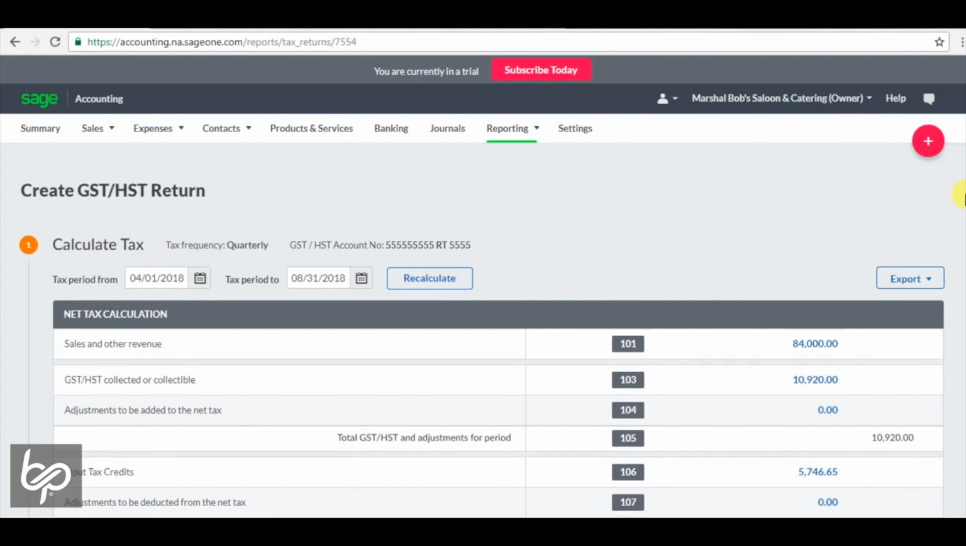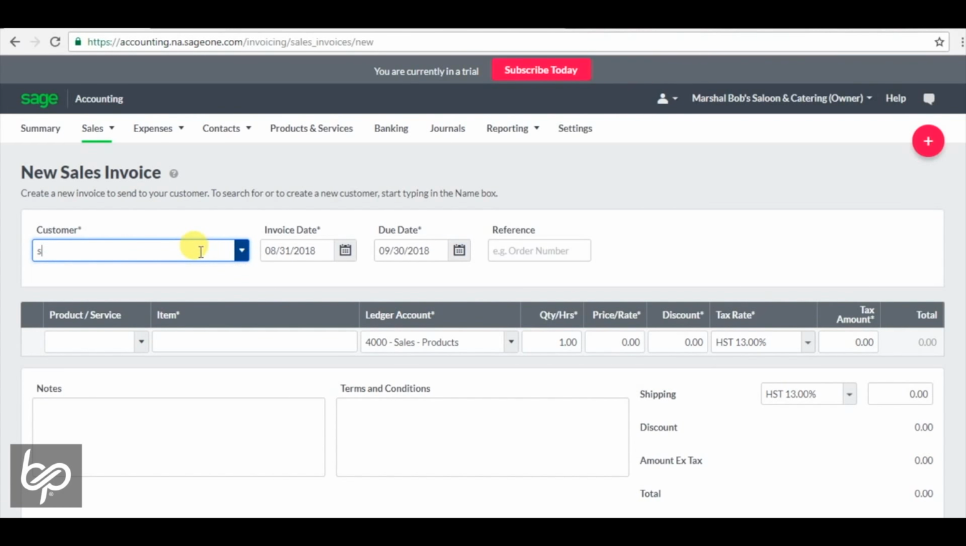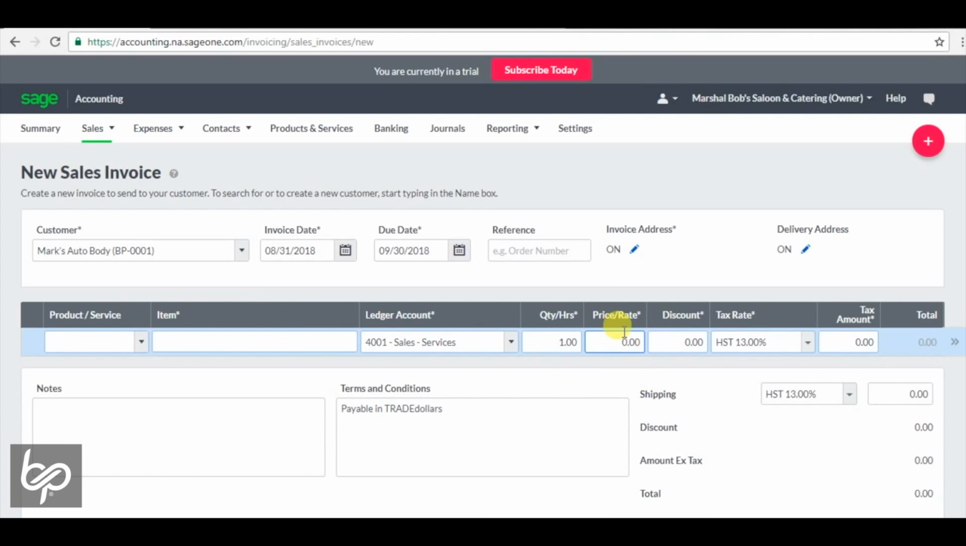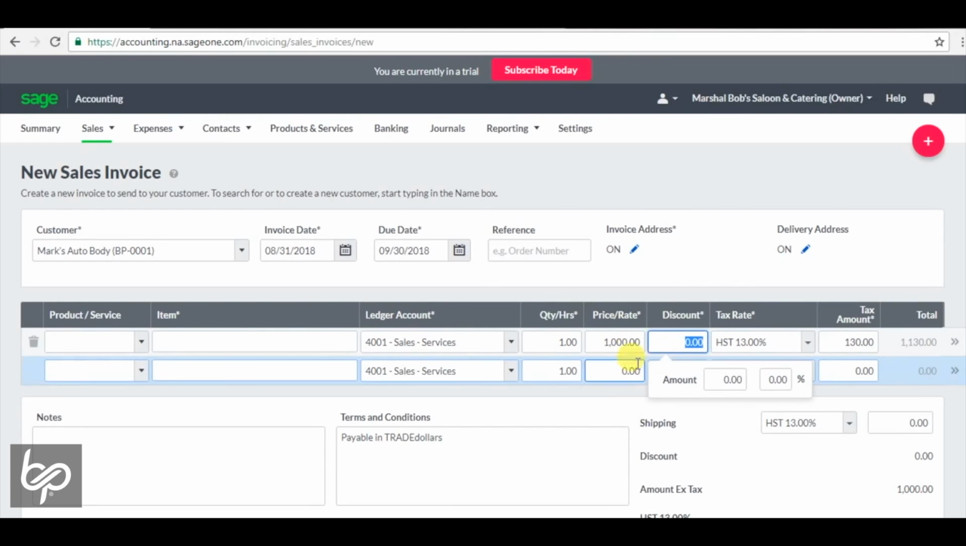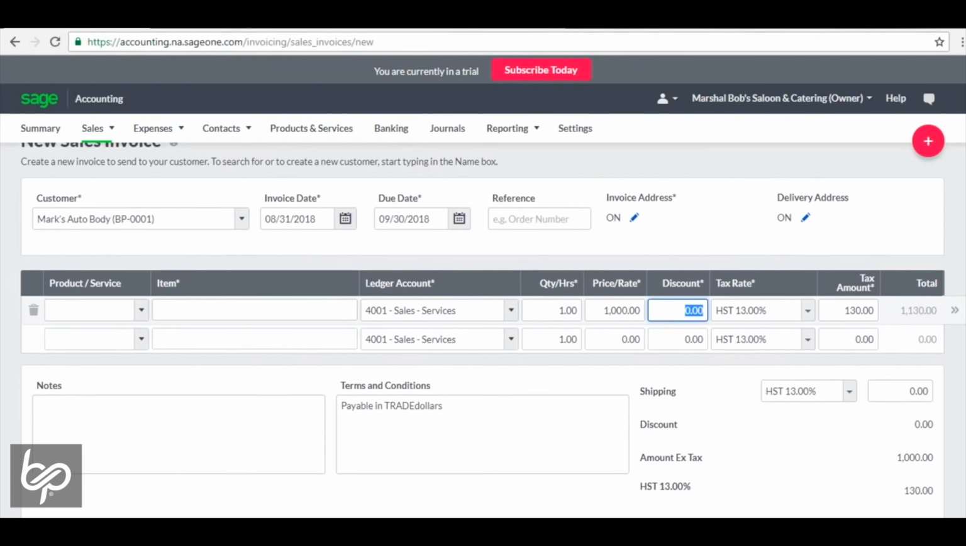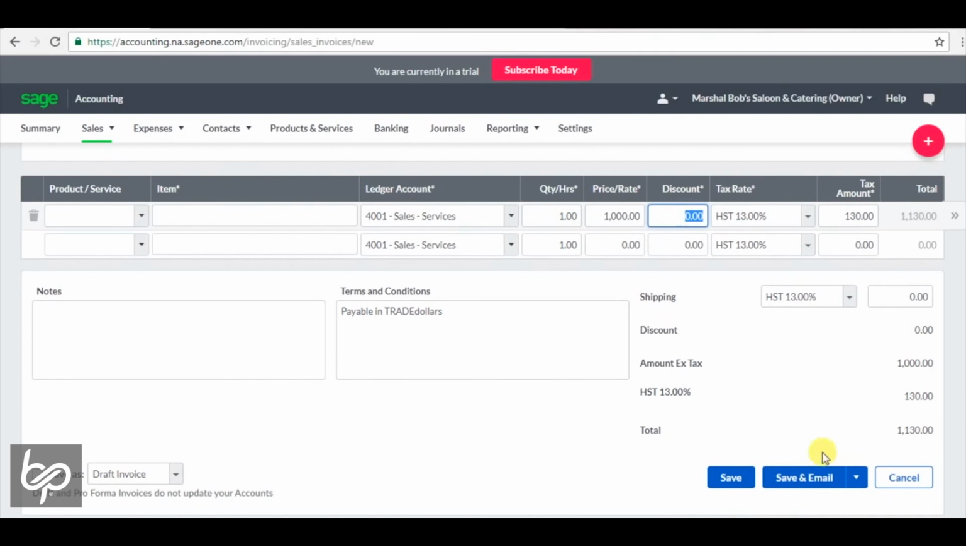And so if you were to say, let's do another $1,000 in sales through barter in a particular month. So we're going to do that. So we'll say we'll do $1,000 in trade sales. We'll do it to Mark's Auto Body here. And so it's $1,000. $1,000 generated another $130 in tax. This total of $1,130 is going to be collected in trade dollars. That means that the $130 here is not cash available to pay the government. It is actually in trade. I gotta put an item in there. Services.